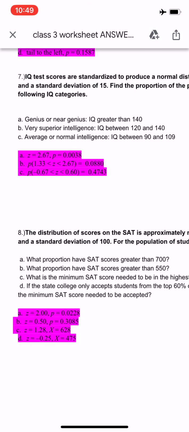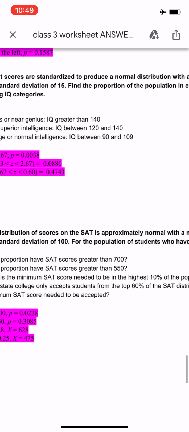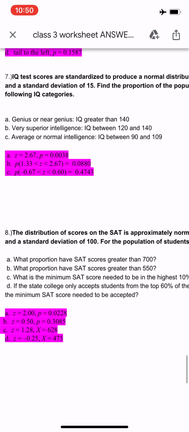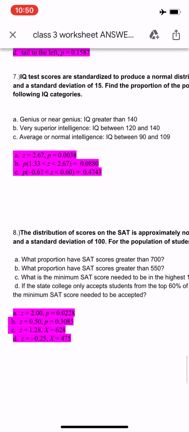What proportion of SAT scores are greater than 550? So you do 550 minus 500 divided by 100 equals a z of 0.5. Still a positive z-score, and we're looking for greater than. So if we're looking for greater than a positive z-score, we look in the tail. If you look in the tail of 0.5, you will see that the proportion is 0.3085.